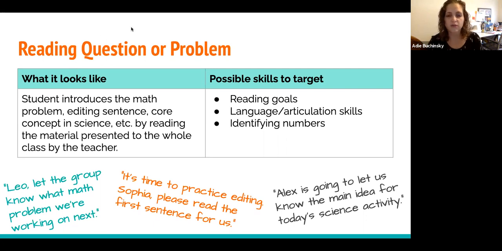So some possible skills to target in that fashion are students' reading skills, their language and articulation skills. So this might be a great way to collaborate with the speech language pathology team. The student might be working on identifying numbers. And again, it has them in the center of the class. All eyes are on them. They're participating in a meaningful way while also working on their own individual skills.